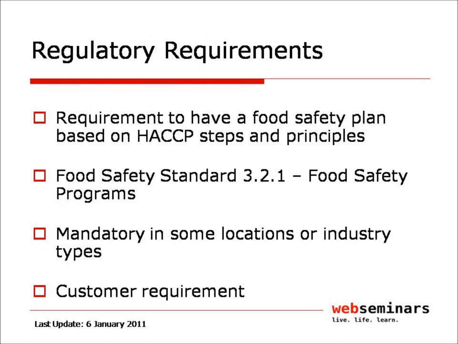Within Australia, there are many pieces of legislation that cover the requirement to have a food safety plan based on HACCP steps and principles implemented within a food business. Food Safety Standard 3.2.1, Food Safety Programs, is based upon the principle that food safety is best ensured through the identification and control of hazards. The standard requires food businesses to implement a food safety program based upon the HACCP concepts.